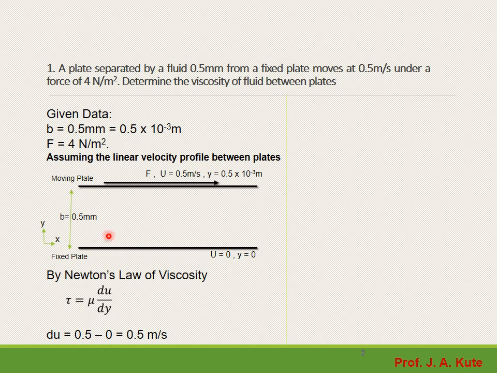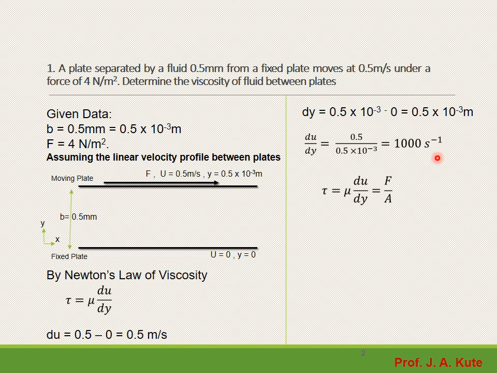The difference between the velocities between the two plates is u dash minus u. Here u dash is 0.5 and u is 0, so the difference is 0.5 meter per second. Similarly, take the difference between the distances, the separating distance between the plates, that is 0.5 into 10 raised to minus 3 meter. Using this, you will get a velocity gradient du upon dy of 1000 per second. So it's very simple to now calculate it.